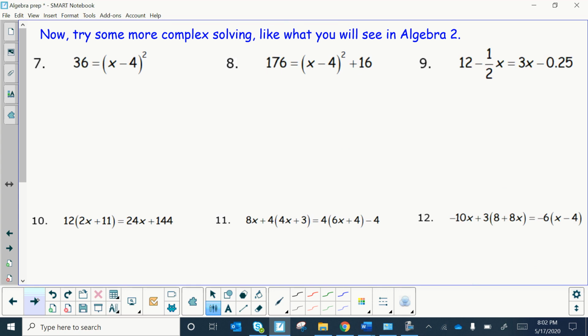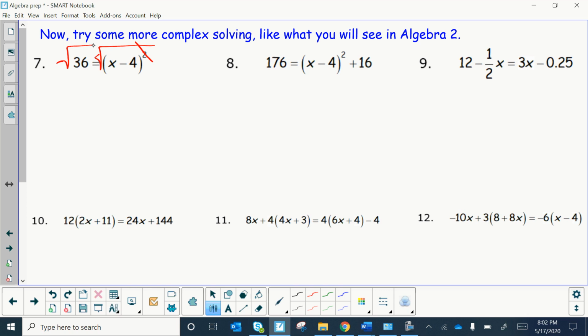Okay, now let's try some more complex solving, like what you will see in Algebra 2, especially at the beginning of the school year. So I have a squared. I need to get rid of the squared. So what I want to do is square root to get rid of that, and I'm going to square root this side right here.